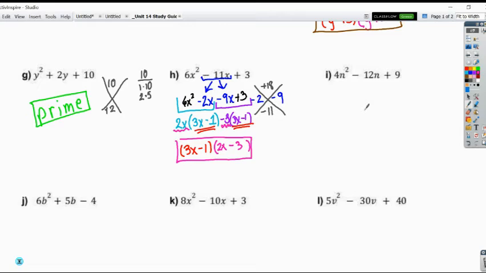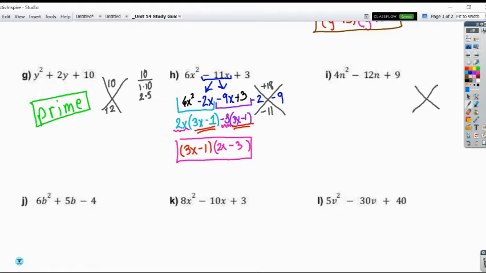Over to I, 4n squared minus 12n plus 9. Do I have a greatest common factor with these? 4 and 12, well, they've got a common 4, but the 9 doesn't have that common factor. No, okay. So, no common factors to divide out. We can go to our factor puzzle.